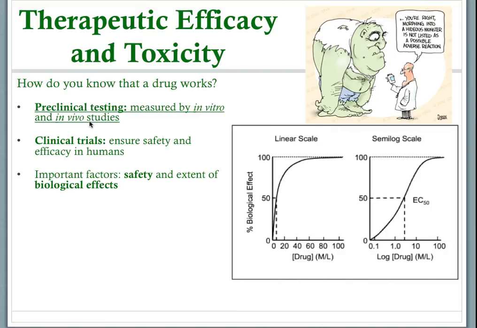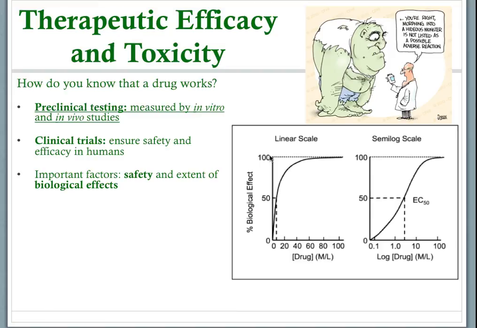So we already sort of talked about this a little bit in terms of the dose response, but I want to add a couple of terms. So here we're looking at the percentage of the biological effect, and remember the biological effect can be many different things. We could be talking about the amount of phosphorylation, the amount of kinase activity. We could be talking about receptor activation, or we could be talking about something like the amount of the slowing of tumor progression, something like that, right? So biological effects could be many different things.